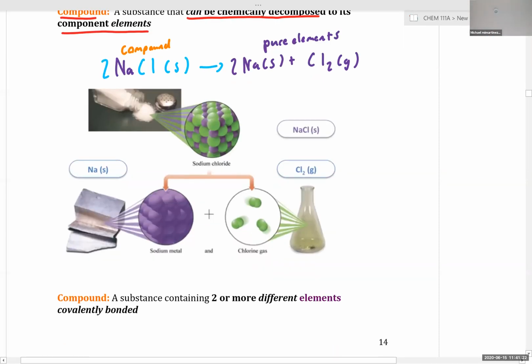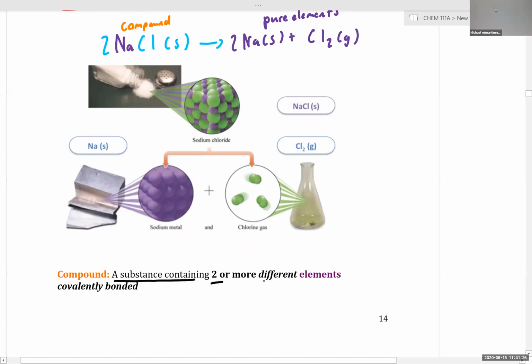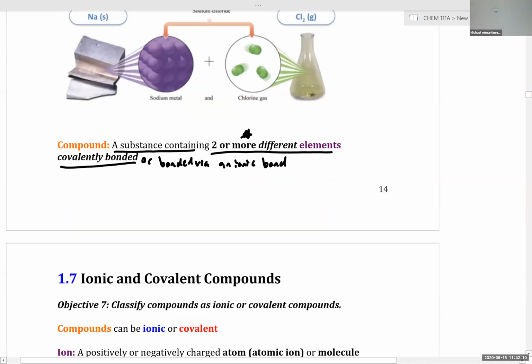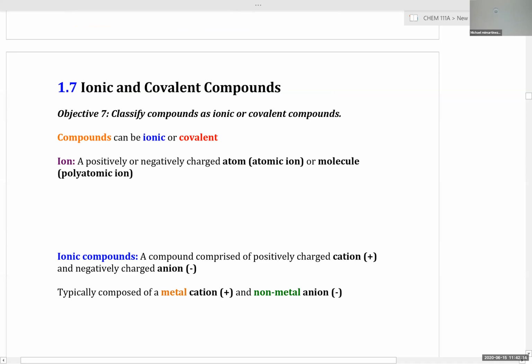Okay, so another definition of a compound is a substance containing two or more different elements covalently bonded, or rather than covalently bonded, bonded via an ionic bond. So the difference between a compound and a molecule is a compound contains two or more different elements, while a molecule just contains two or more atoms. Does that make sense? Perfect. So let's talk next about ionic and covalent compounds. So compounds can be classified as ionic or covalent.